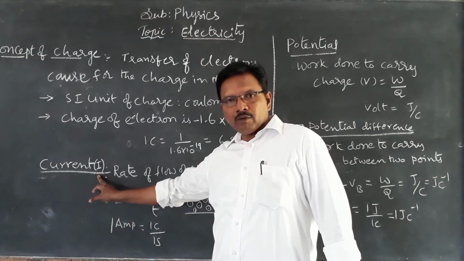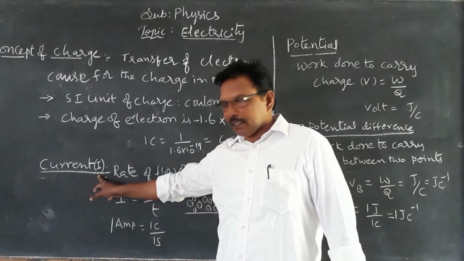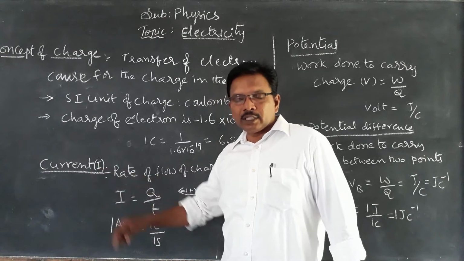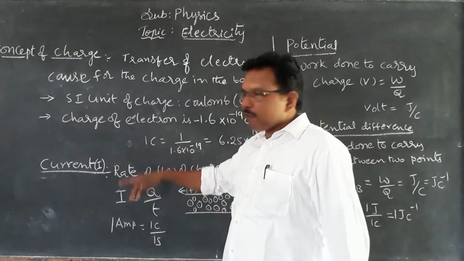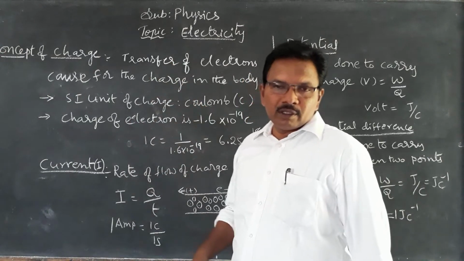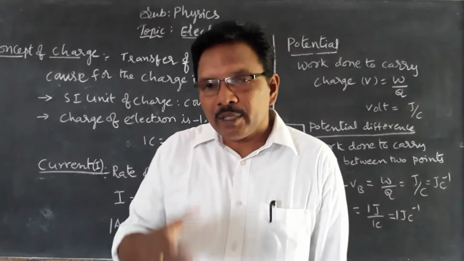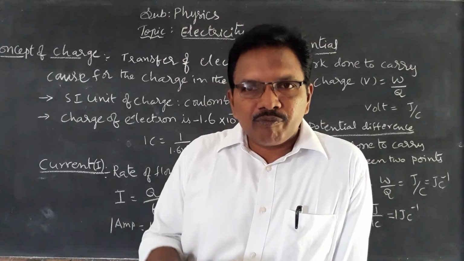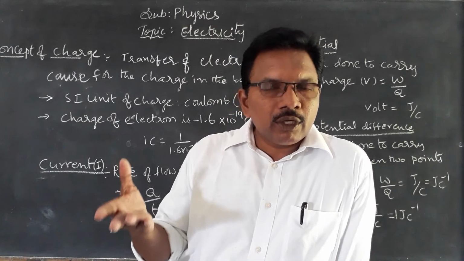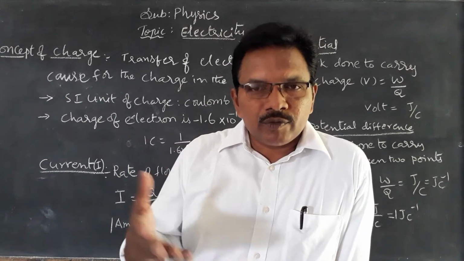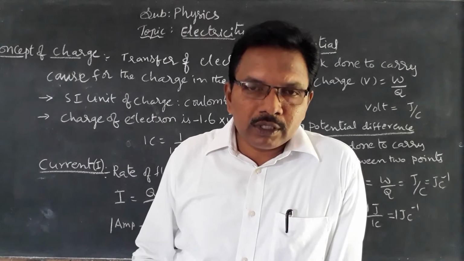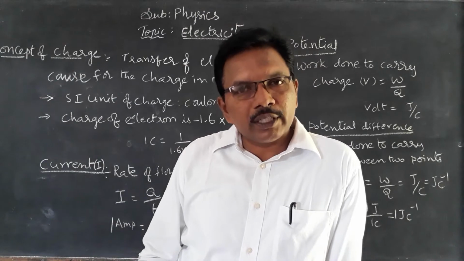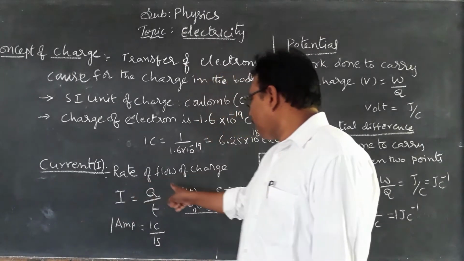The symbol I represents current. What is the definition of current? Rate of flow of charge. What is the meaning of rate? Rate means the charge per unit time. The charge transferred per unit time is called the rate of flow of charge.